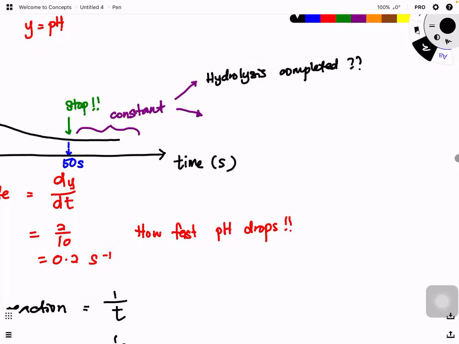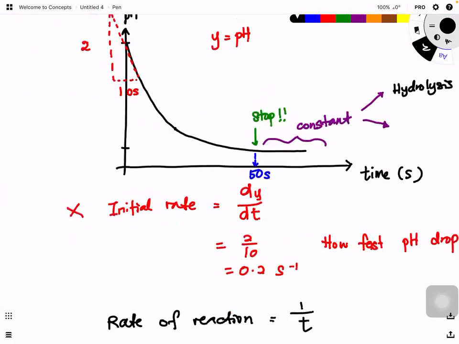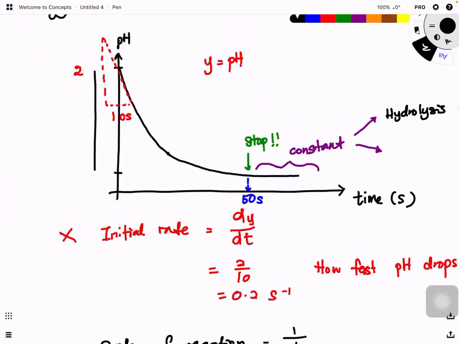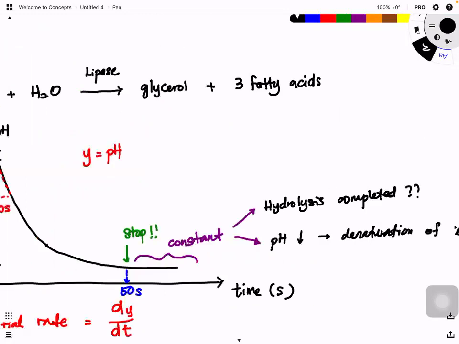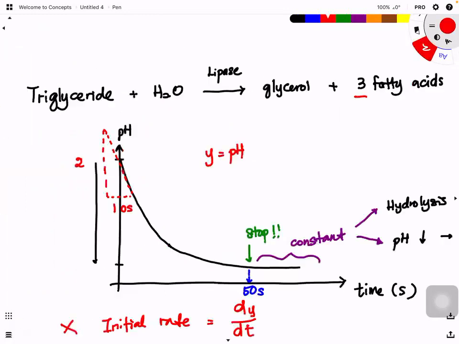But now we also have one curious thing here, okay? Why? Because there is a drop of pH. It means going from the optimum pH to a pH that is actually not suitable for the enzyme. So the pH drop may actually cause the denaturation of the enzyme, the lipase. Therefore the reaction stops. So which one, we do not know. Are you clear?